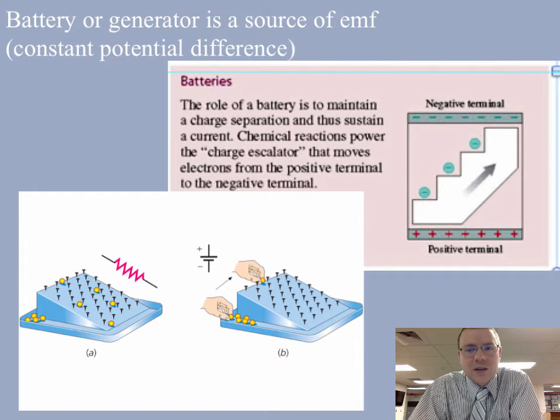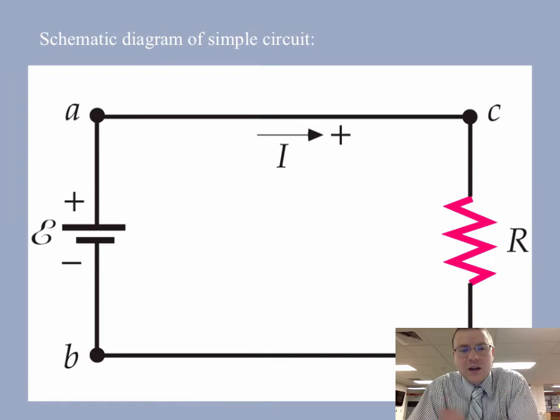You might see it written as EMF, or they might just write the potential or the voltage right next to your schematic. So in here they wrote EMF. If you ever see that in a problem, just know they're giving you what the battery's potential is.